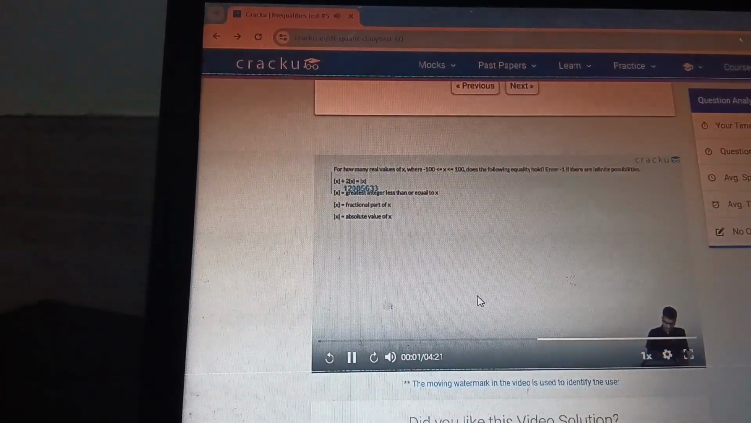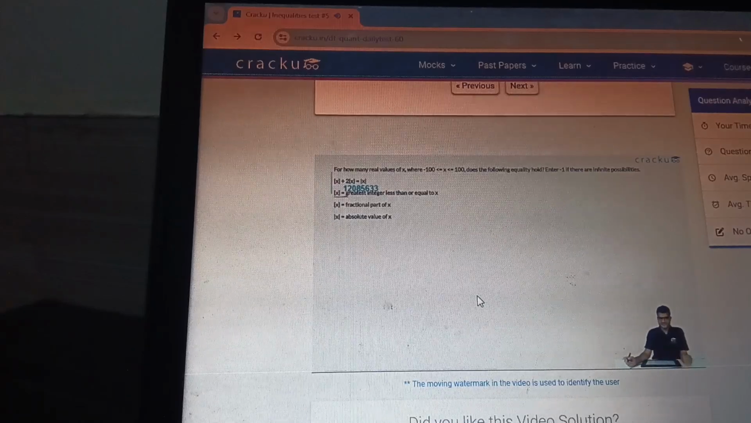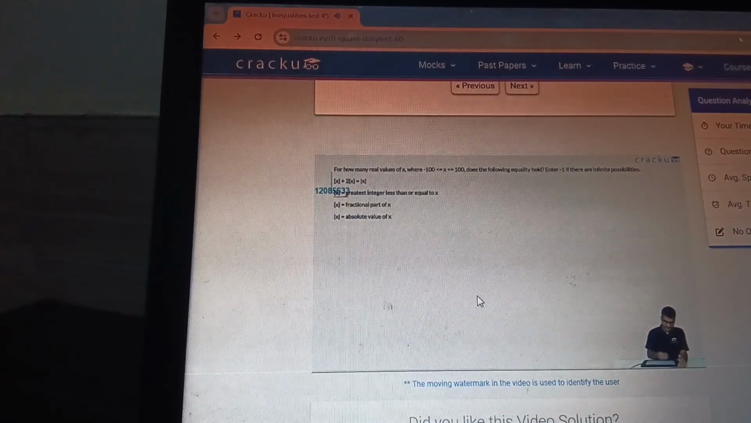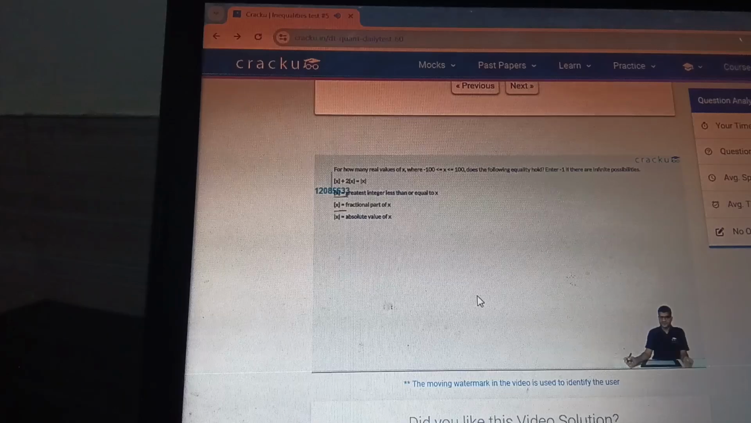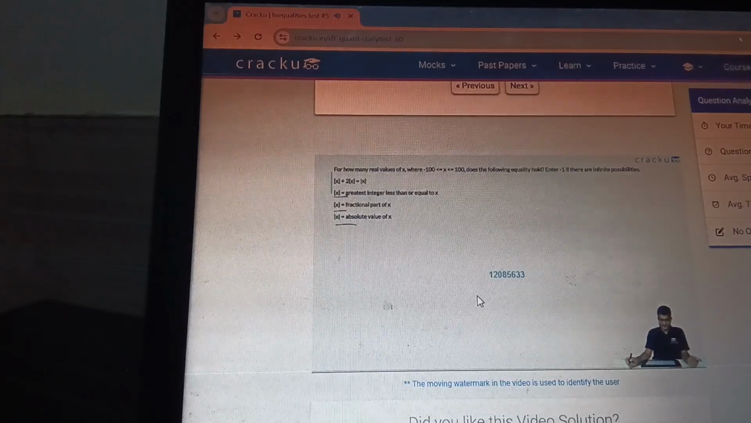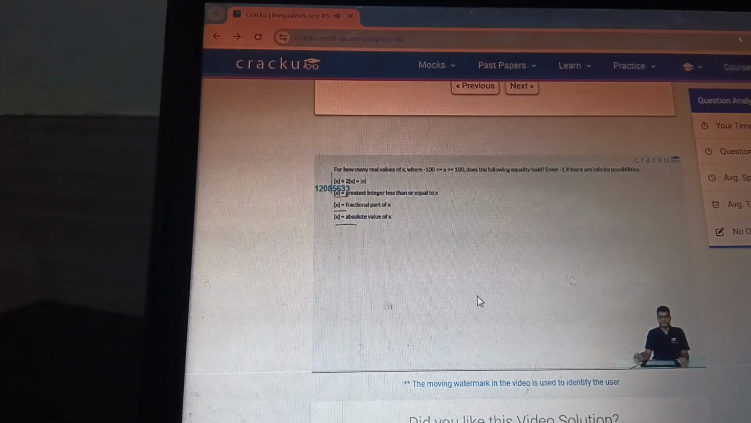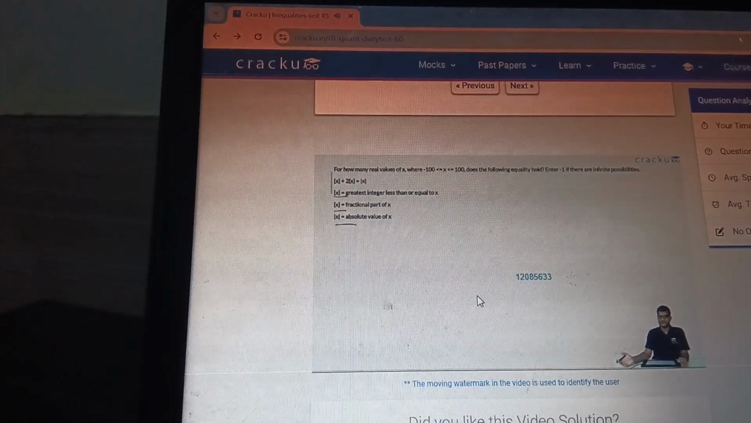In this question we are told that the integral part of x is the greatest integer which is less than or equal to x, and we are given the fractional part of x, and we are given the modulus of x, which is the absolute value of x. One of the things that you should understand is that for a number which is negative, the fractional part of x will still be positive. It will be positive even for a number which is greater than or equal to 0.